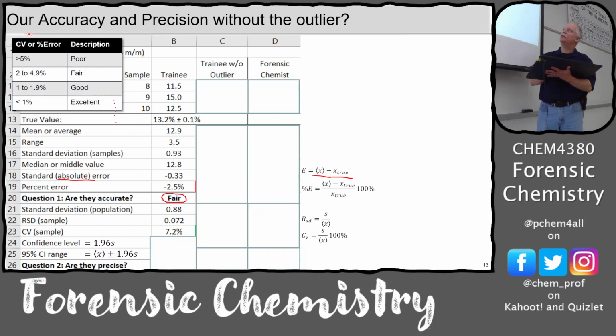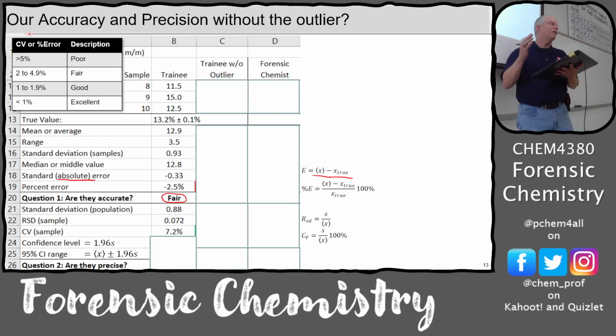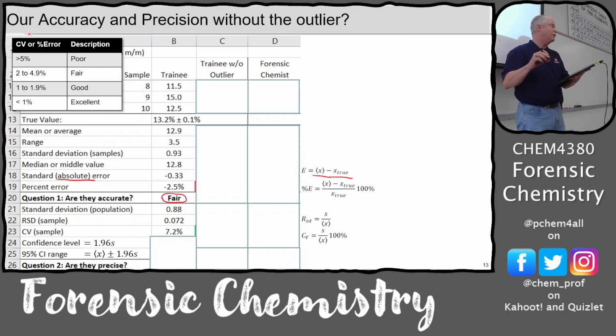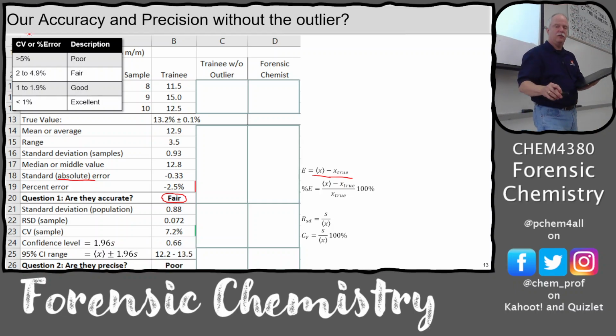Now I could use this same scale for my CV. See up here, the CV or percent error, and I'm at 7% error. And that's poor, right? It's more than 5%. And so for my precision on my trainee containing the outlier, I would say that's poor precision. And so you can see that down here.